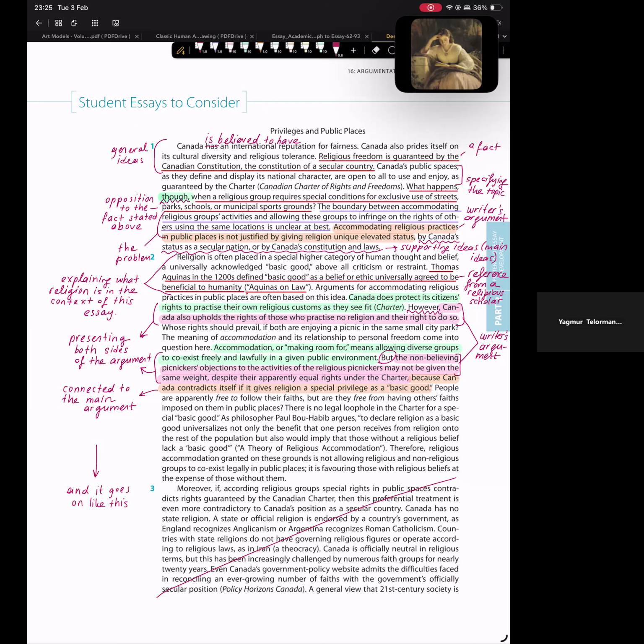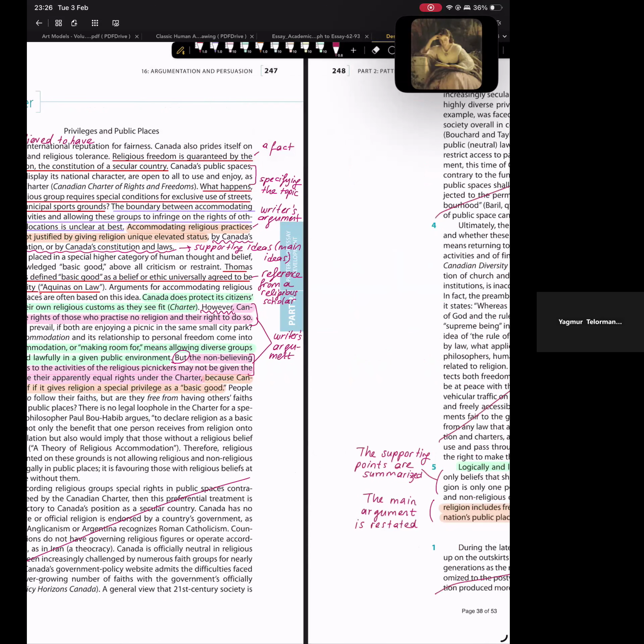And here in the end, the sentence in orange: because Canada contradicts itself if it gives religion a special privilege as a basic good. So this is connected to the main argument, the writer's argument. And it goes on like this, presenting one side of the argument and then presenting the writer's side.